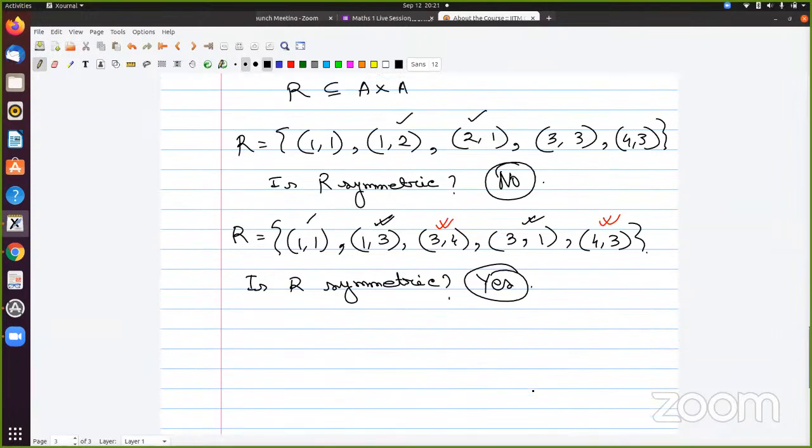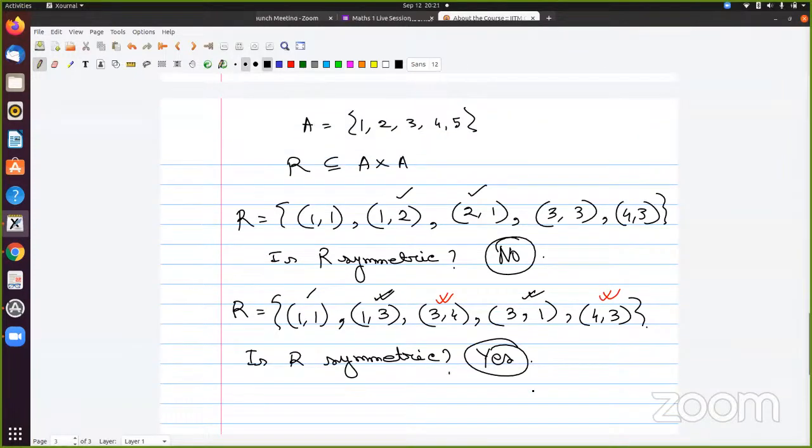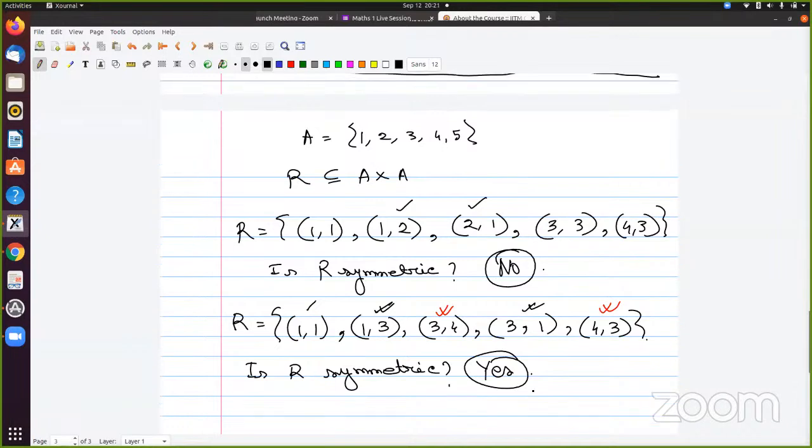Sir, will we not deal with element 5 in this scenario? Element 5 may not be inside your set, inside your relation. That can happen. So minimum we are dealing with 4 elements, right? That is a subset. It can also be just dealing with 1 and 2. That is also possible.